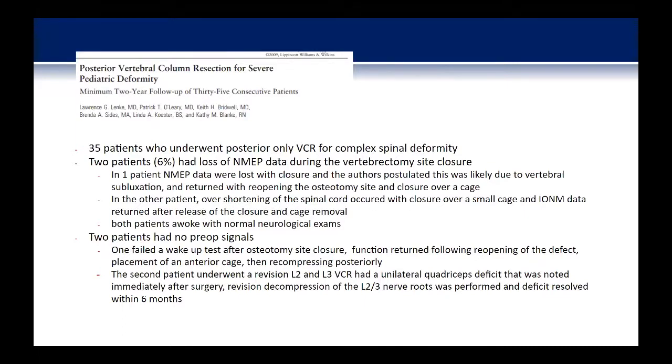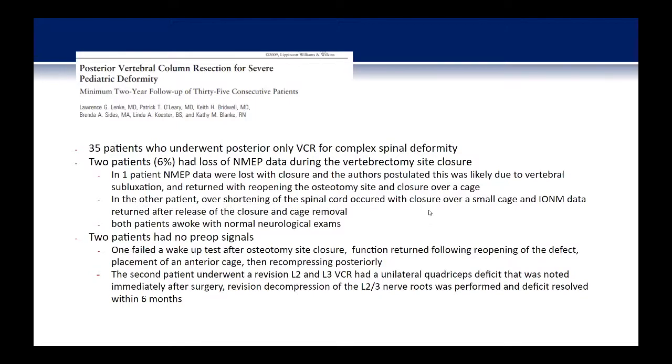In the other patient, in their paper, they noted that overshortening of the spinal cord had occurred when they did close over a cage, and intraoperative neuromonitoring data returned after the release of the closure and the cage removal. So this is basically talking about the different things that can be impactful during these operations as to when the signals can be lost. Both patients did wake up with normal neuro exams.